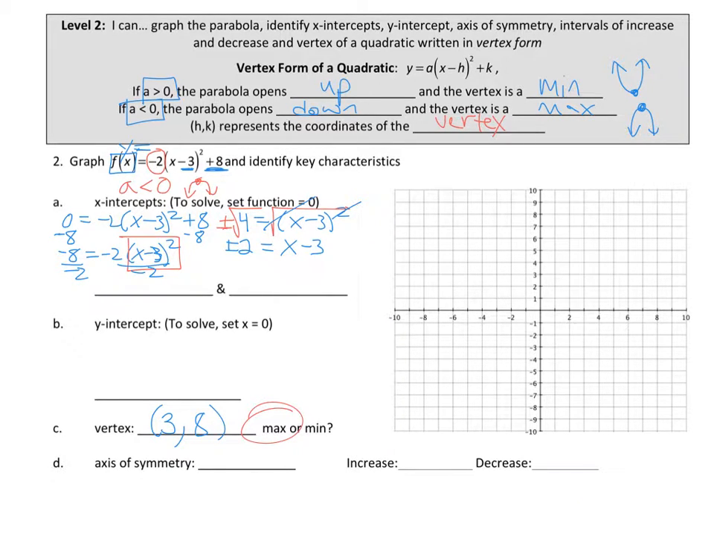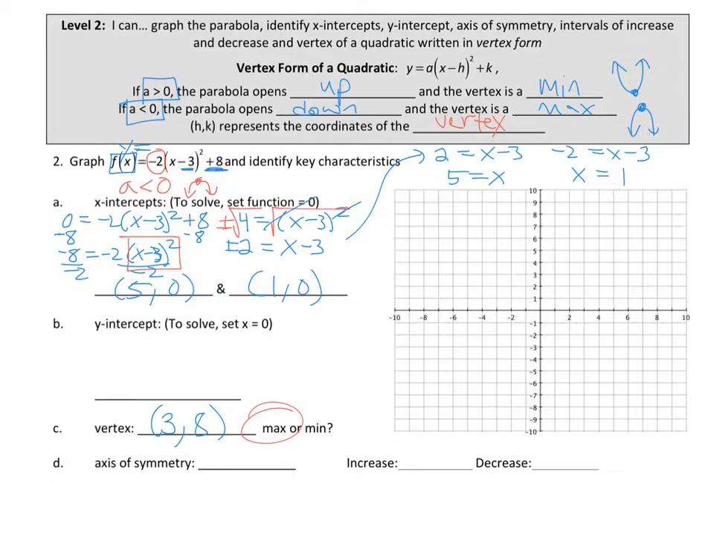And now we have to split this into two equations. I'm running out of room, so I'm going to go up here. One is +2 equals x minus 3. The other is -2 equals x minus 3. And if we add 3 to both sides in each one, we get x equals 5 and x equals 1. So writing these as ordered pairs, that's going to be 5, 0, and 1, 0. Those are the x-intercepts.